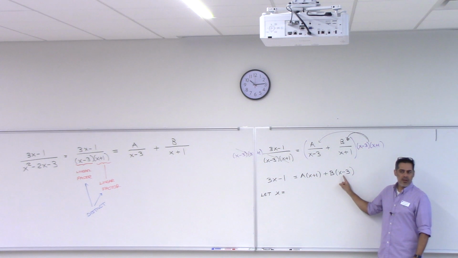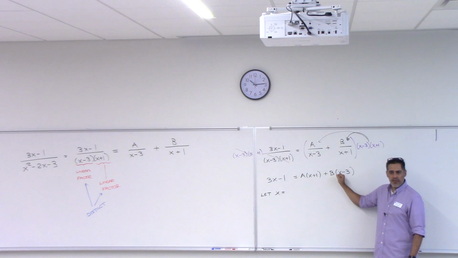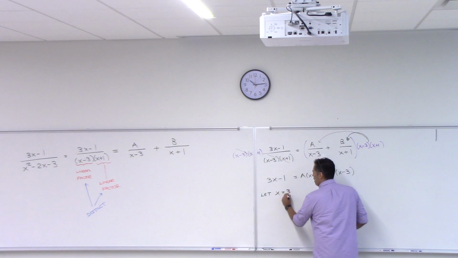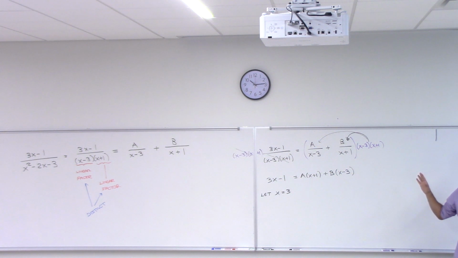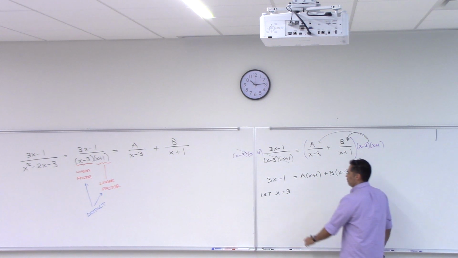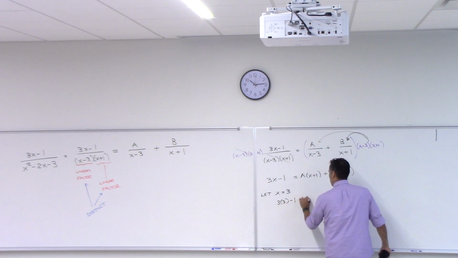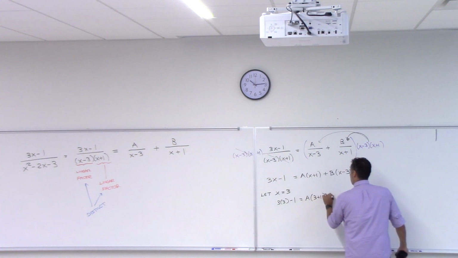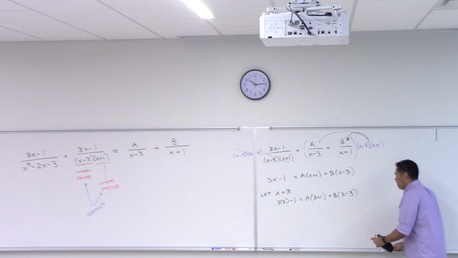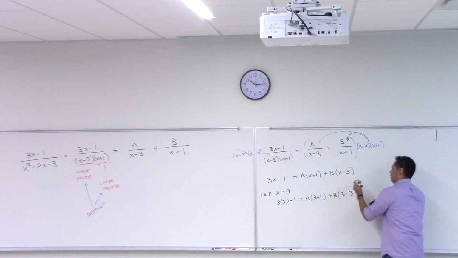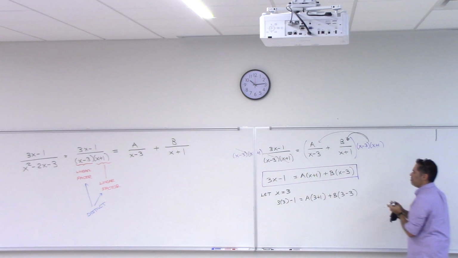Do you all agree if I plug in 3 for x? 3 minus 3 is 0, and it would just kill this whole term off. So I'm going to let x be 3, and now I'm going to rewrite that equation, replacing all my x's with 3's. 3 times 3 minus 1 must equal a times 3 plus 1 plus b times 3 minus 3, right? Let me box this equation because I'm going to be using it again. So that's the kind of equation I'm working with.